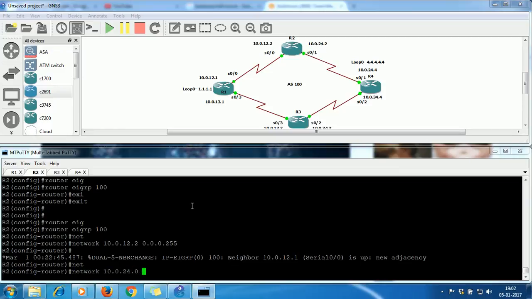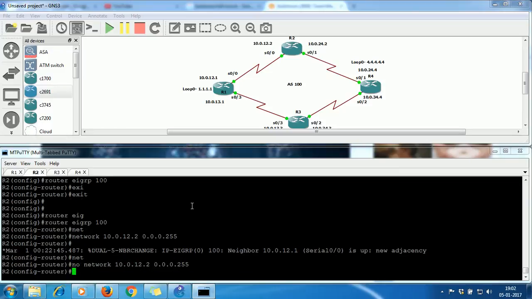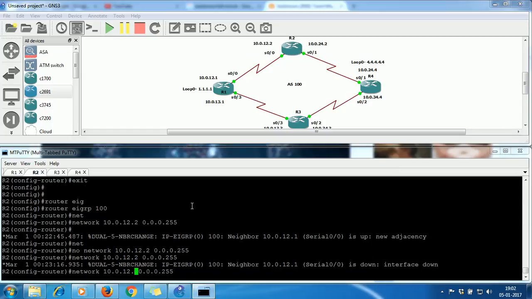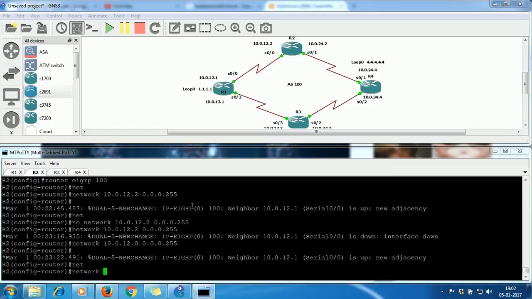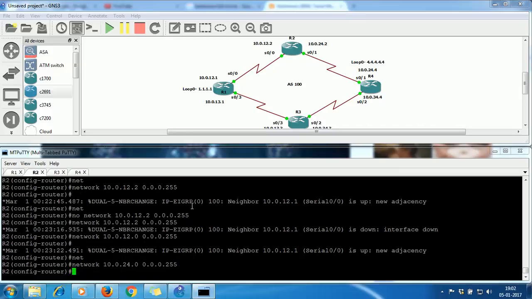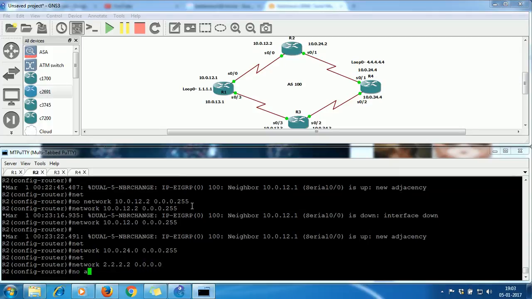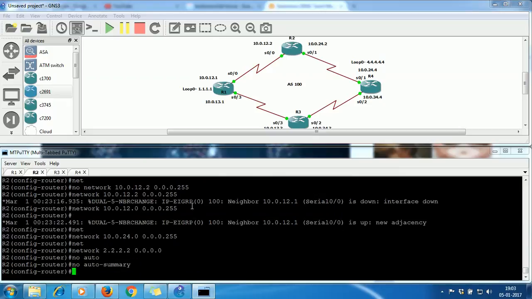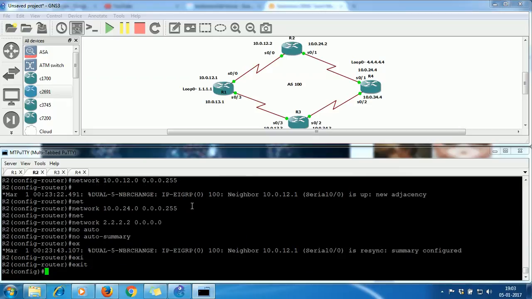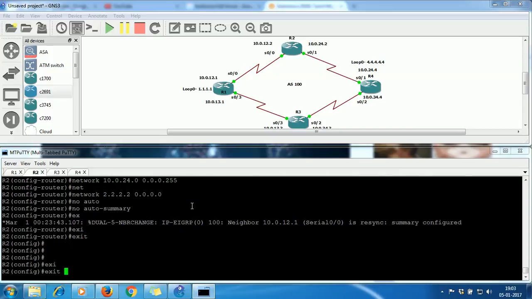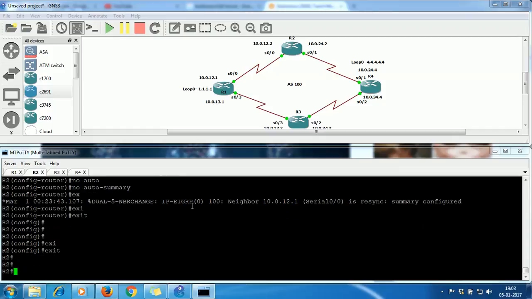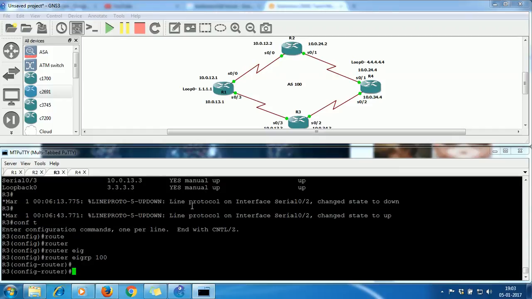10.0.24.0. I'm sorry, I have made a small mistake here. It is not dot 2, it is dot 0. So again, network 10.0.24.0, 0.0.0.255, network 2.2.2.2, 0.0.0.0, no auto-summary. This must be enabled. Why? Because EIGRP's default behavior is that it will summarize the routes. So fine. So let's go to router 3 and advertise our network.